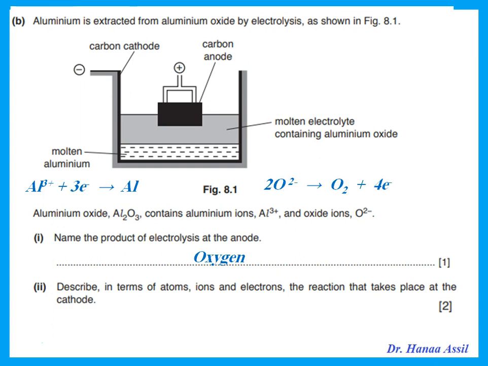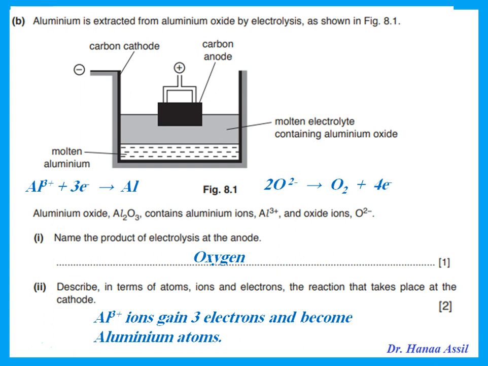Describe in terms of atoms, ions, and electrons the reaction that takes place at the cathode. What is happening at the cathode? You should realize that the positive ions, which are aluminium, go to the cathode to gain electrons. So the aluminium 3 plus will gain 3 electrons and become aluminium atoms.